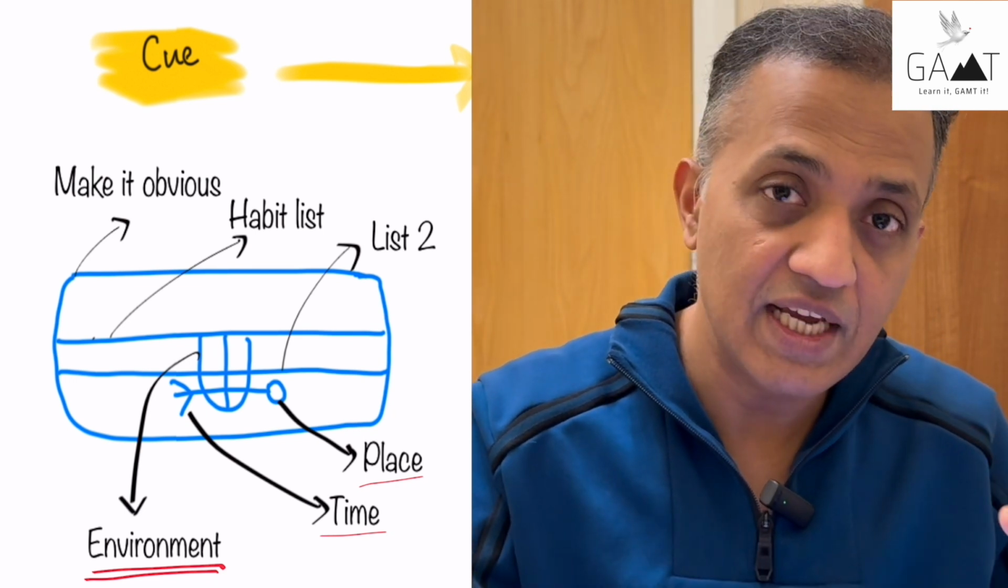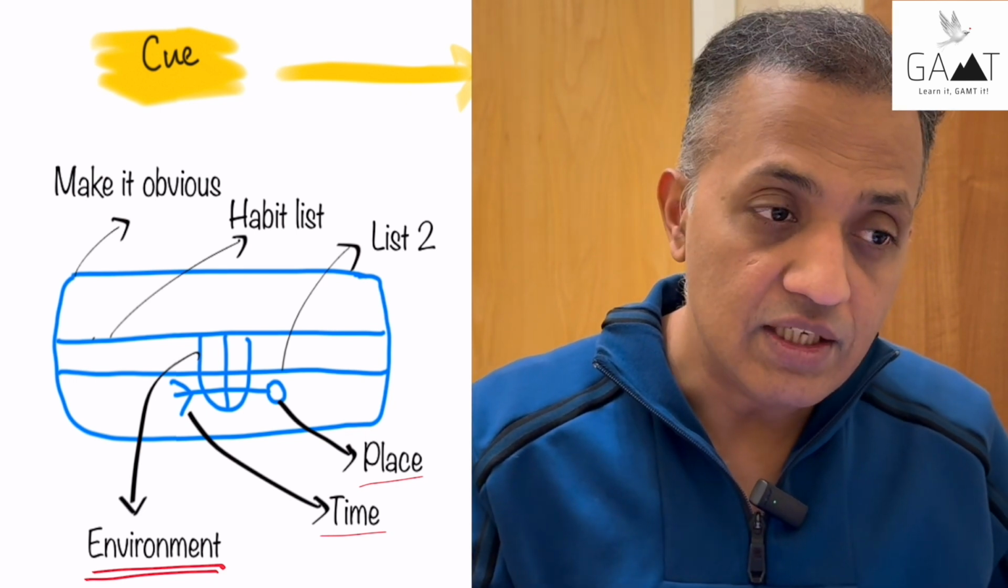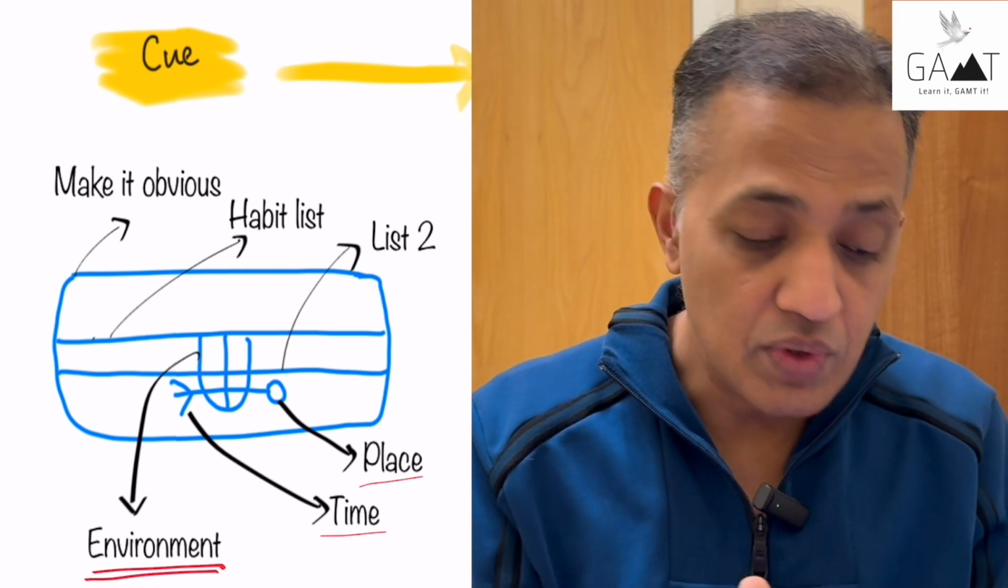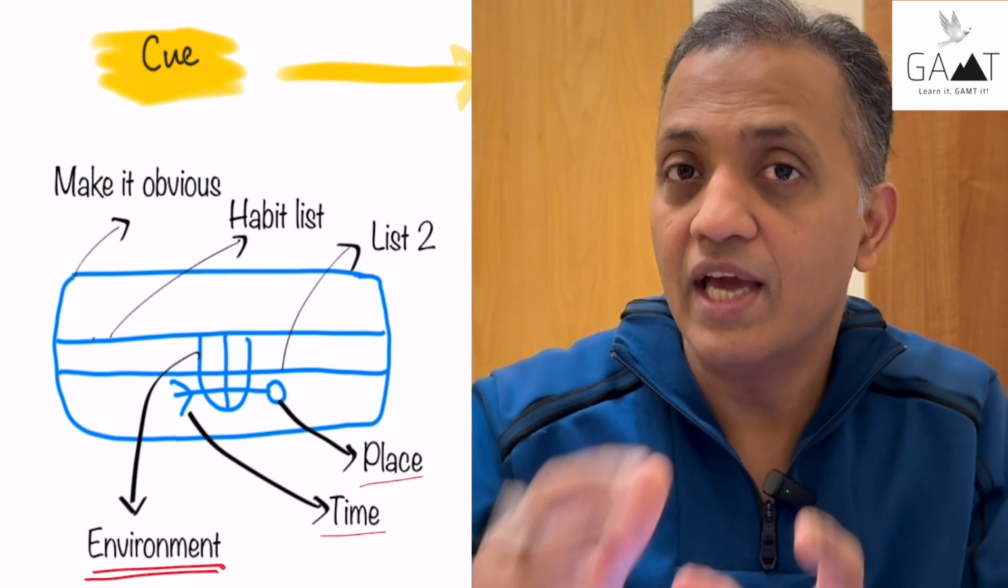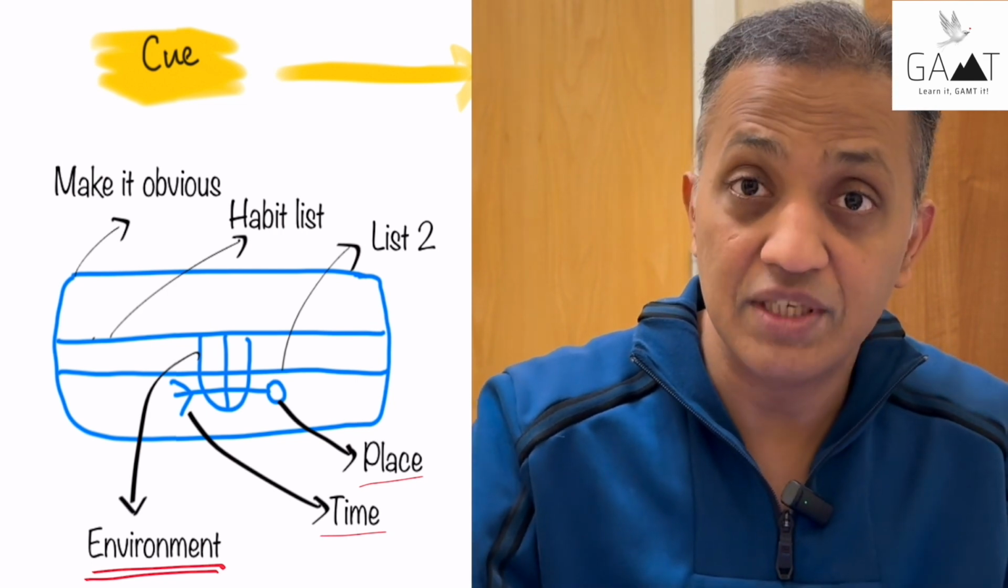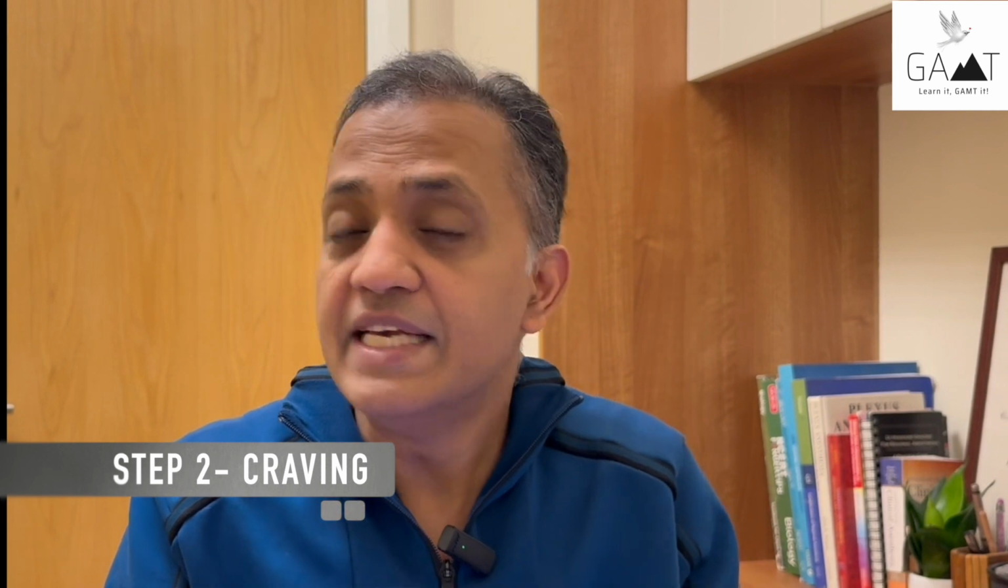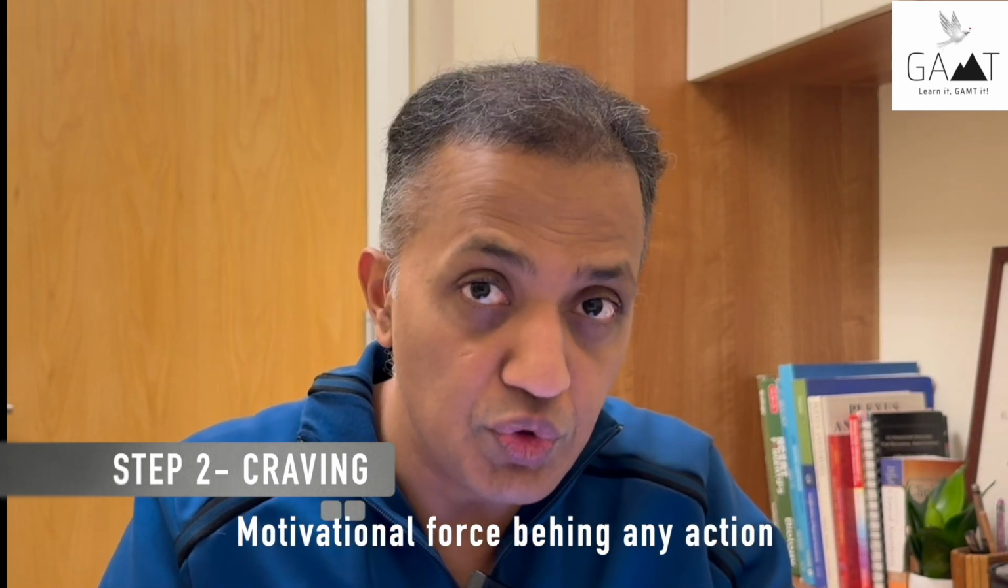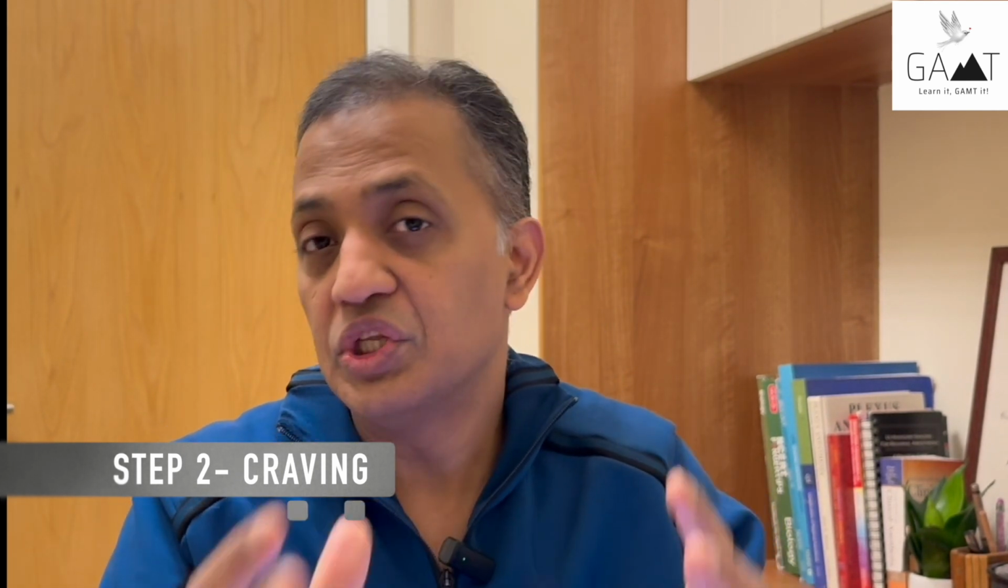Okay. So I hope you understand how remembering these 6 fundamental things in the cue helps you to apply this to any new habit that you want to create. So the GAMT is fantastic for that. Now we go on to the next step, which is craving. So craving is the underlying motive behind any new habit. So in craving, there are 5 concepts that you need to understand and apply when you're generating a new habit.